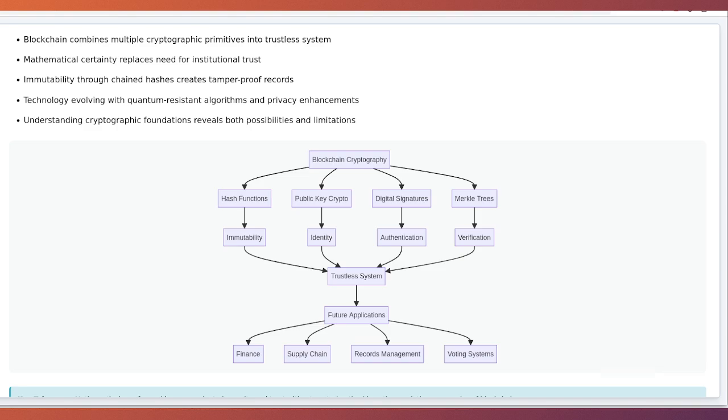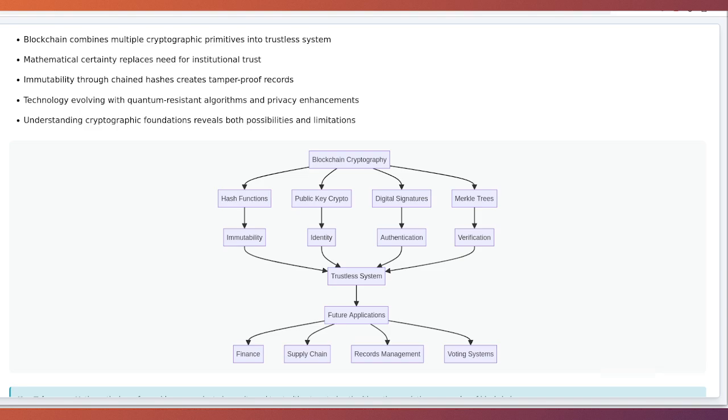The mathematical certainty provided by cryptography replaces the need for trust in institutions. You don't need to trust a bank, government, or company. You can verify everything yourself using cryptographic proofs embedded in the blockchain. This trustless nature is blockchain's superpower.